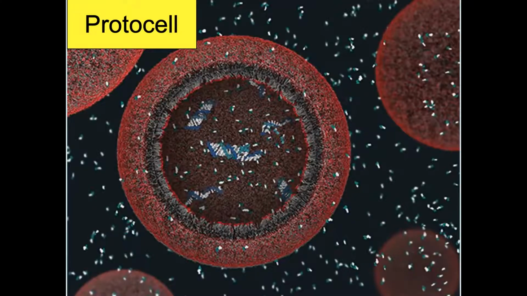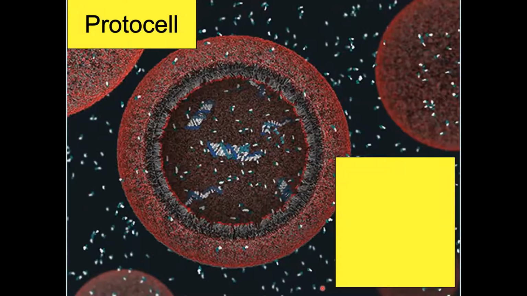This image shows a computer model of a protocell with a lipid bilayer surrounding strands of RNA. It is very likely that the protocell evolved in the ancient ocean, and that it was a prokaryote, which means it had no nucleus.